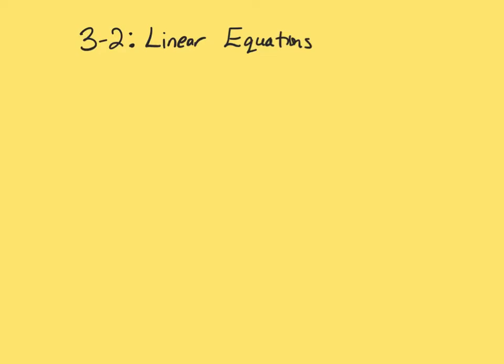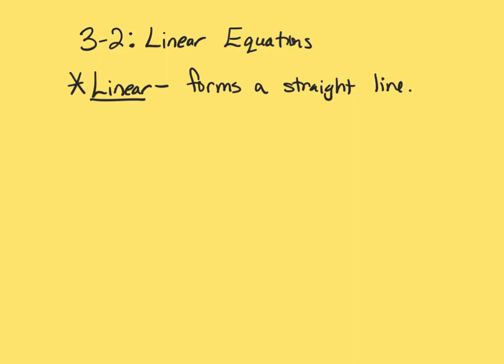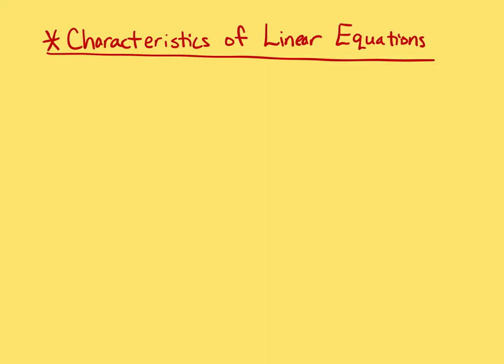Lesson 3-2, Linear Equations. Linear just means that it forms a straight line. Line is what linear means. We have several characteristics of linear equations. They can be written in the form y equals mx plus b.